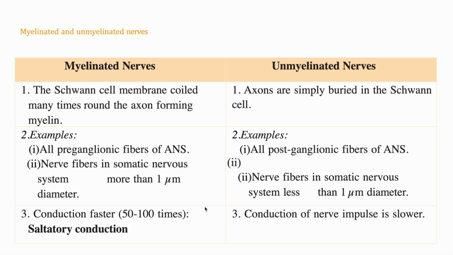Myelinated nerves conduct information very fast, 50 to 100 times faster, because of the myelination, known as saltatory conduction. Very, very important for the exam. The point to be noted: saltatory conduction. Conduction of the nerve impulse is slower in unmyelinated fibers. In detail, we will see later about it.